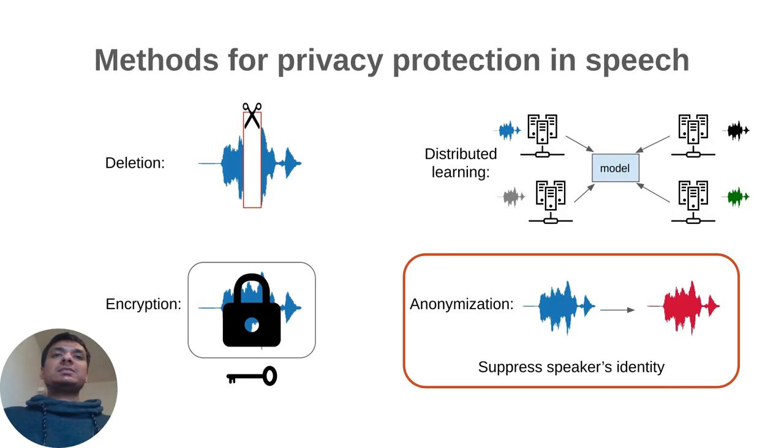The first is deletion, where the sensitive segments of speech are physically removed and replaced with a placeholder signal. Second is encryption, where cryptographic methods such as homomorphic encryption are used to encrypt the speech signal and then secure the transmission channel. Third is distributed learning, where the speech data is divided across several different machines. The relevant information is computed locally and then aggregated to train the model.